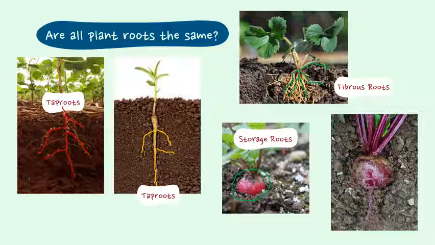The last one also is fat. It stores food in it. It is edible. So this is also a storage root. We can also say that this is the main root with small side roots. So we can also tell that this is a taproot. The last plant has a storage root and a taproot.